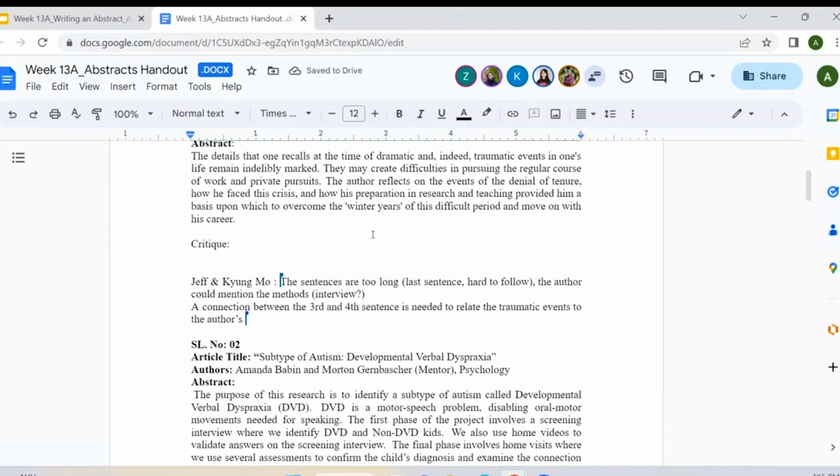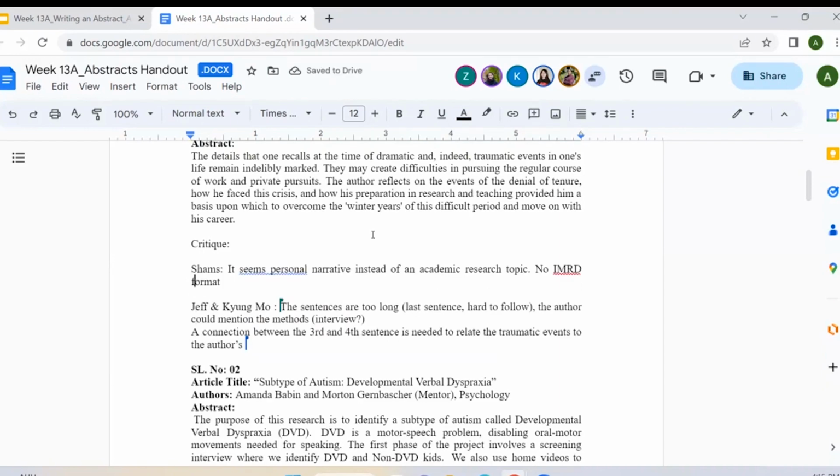And write your name when you are writing a critique so that I understand who's writing it. If you are writing something anywhere, just mention your name. For instance, I did one.